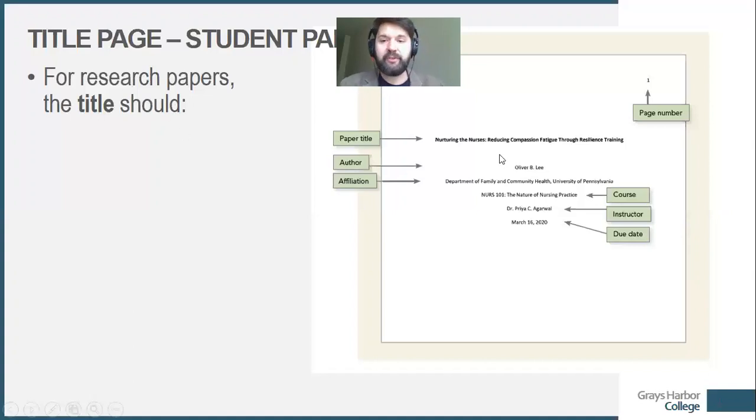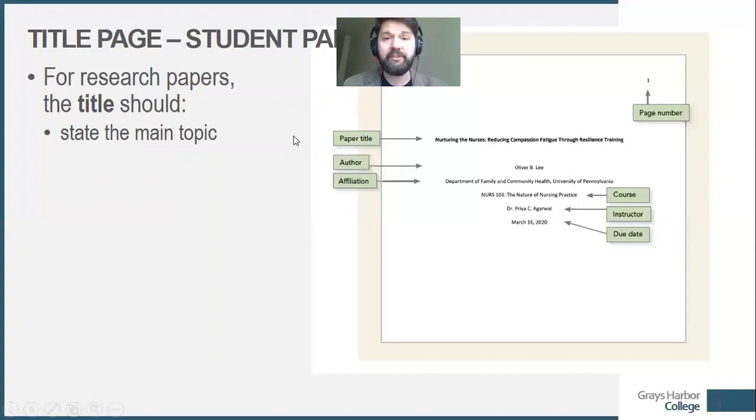So for research papers, here's what the title should do. Take a look at this title here: Nurturing the Nurses, Reducing Compassion Fatigue Through Resilience Training. That's a great title, by the way. The person who came up with it didn't just pull it out of thin air and say, ooh, what do I want to call this? I want to call my masterpiece Nurturing the Nurses, Reducing Compassion Fatigue. Maybe they came up with the nurturing the nurses part that way. I like the alliteration between nurturing and nurses there. However, whoever came up with this title used these specific criteria to formulate what title they were going to describe their paper with.